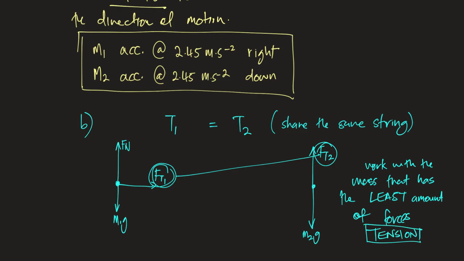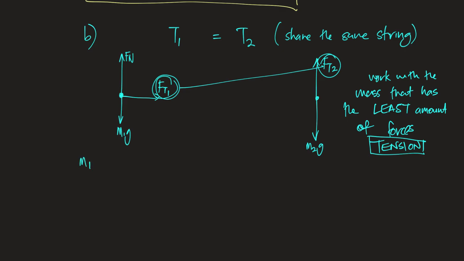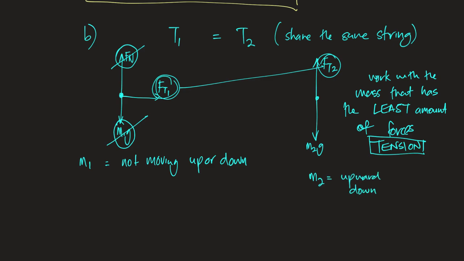So if I'm looking at these situations here, I know if I look here at mass 1, I know that my force of my normal and my force of my mg are not relevant because my object is not moving up or down. So they don't really matter right now. M2 has an upward force and it has a downward force. But M1 has only FT1, which is moving to the right. So the one with the least amount of forces is M1.